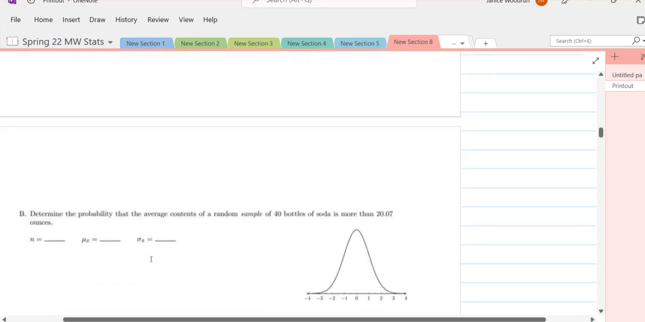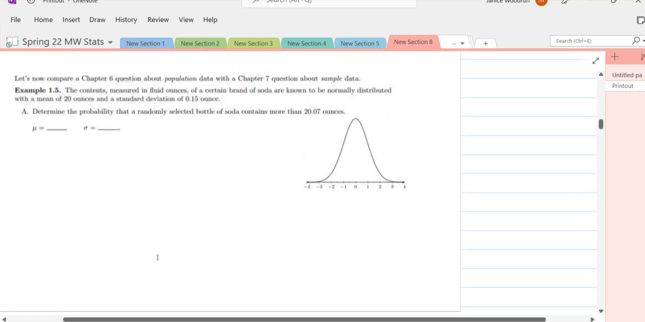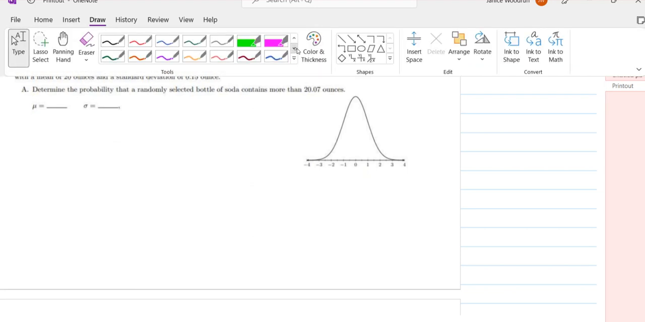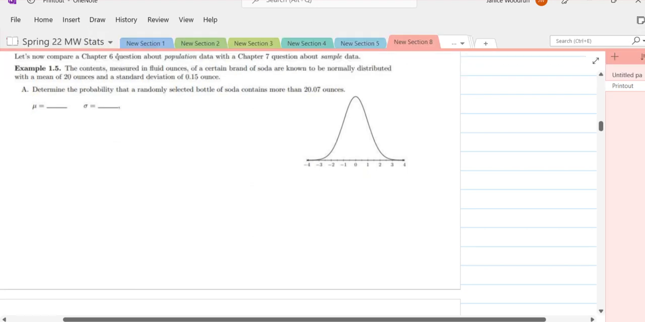So we'll do, okay, yeah, so A and B here. Just kind of going through this. Okay. The contents measured in fluid ounces of a certain brand of soda are known to be normally distributed with a mean of 20 ounces and a standard deviation of 0.15 ounces. Determine the probability that a randomly selected bottle of soda contains more than 20.07 ounces. They did not give us a sample size. So this is chapter 6.